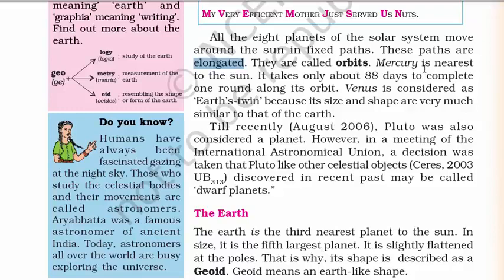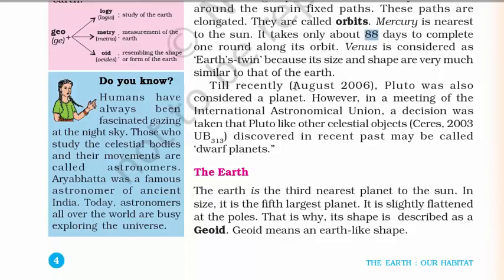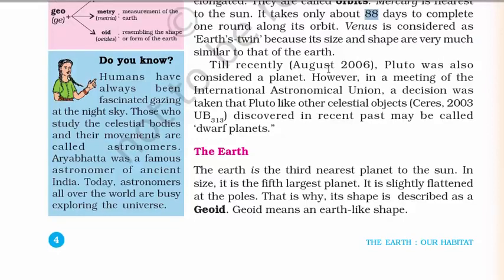Remember this. Mercury is nearest to the sun. Done. It takes only 88 days. It takes Mercury 88 days to revolve around the sun. Done. Venus is considered to be Earth's twin. Remember this. Earth's twin is Venus. Just remember this. Venus is the twin brother of Earth. Just remember this.